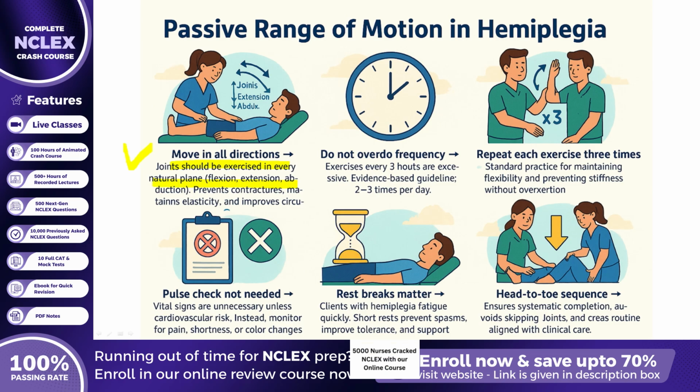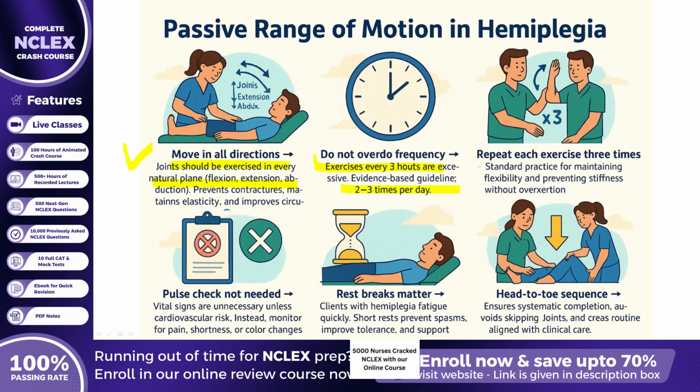Moving on to Option 2, perform the exercises every 3 hours while the client is awake. This is incorrect. Such frequency is excessive and can cause unnecessary fatigue. Evidence-based practice recommends passive range of motion 2 to 3 times per day, not every 3 hours.